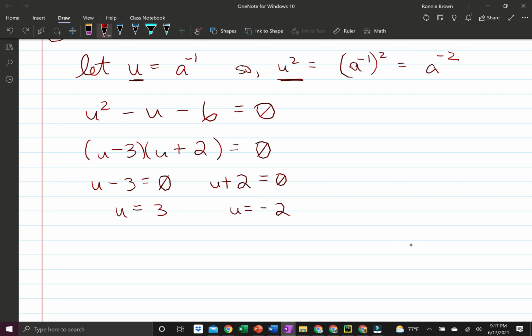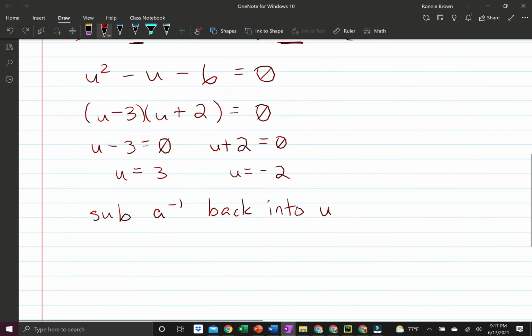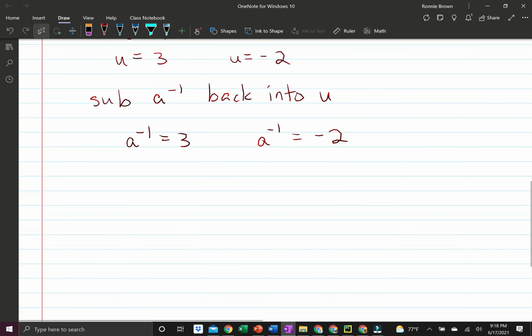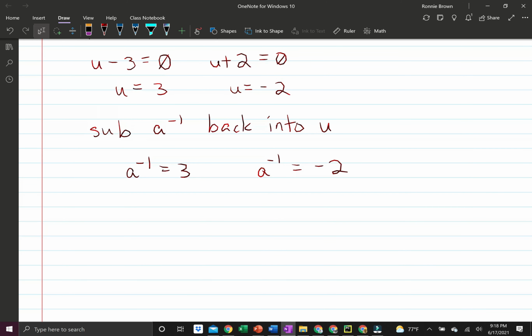And now remember, we're just going to go ahead and sub that a to the negative first power back into u. Alright, so we see u is equal to 3, but we're going to make it a to the negative first power is equal to 3, right? We're going to substitute back in. And u equals negative 2, but that's going to be a to the negative first power equals negative 2. Alright, so let's keep on moving.